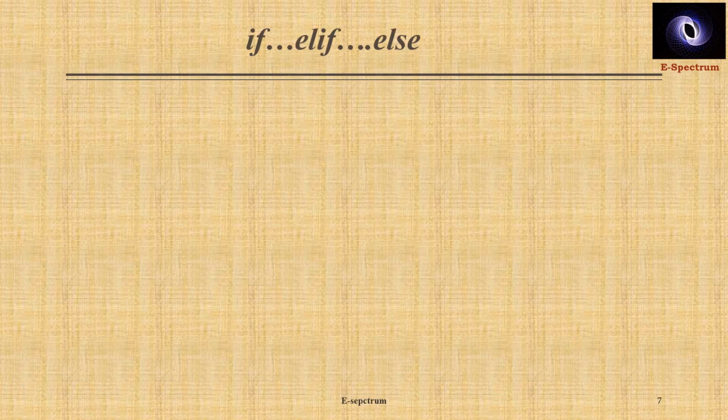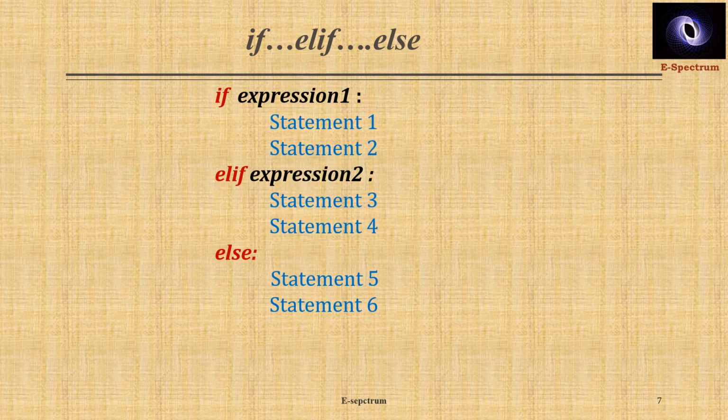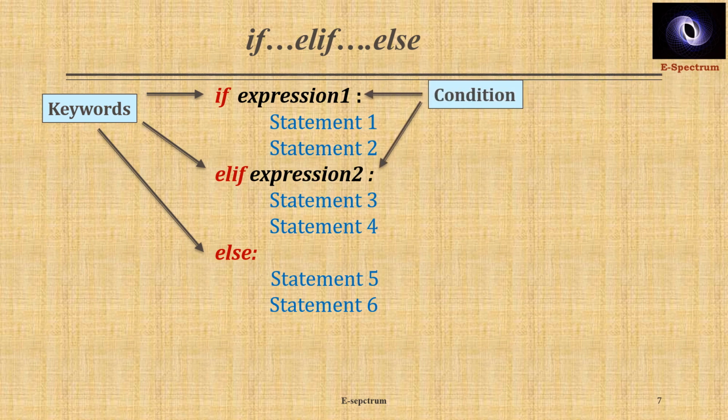Now, how do we overcome the problem discussed in the program? We have a solution for it. We can use the if elif condition. What is the syntax of it? If expression 1 is the condition, elif expression 2 is the second condition, and if both conditions are not satisfied, I will go to the else part. So here if, elif and else are my keywords, and expression 1 and expression 2 are my conditions.